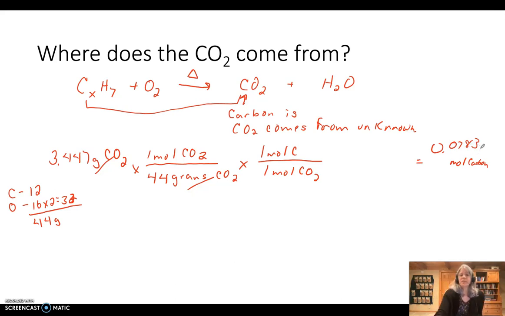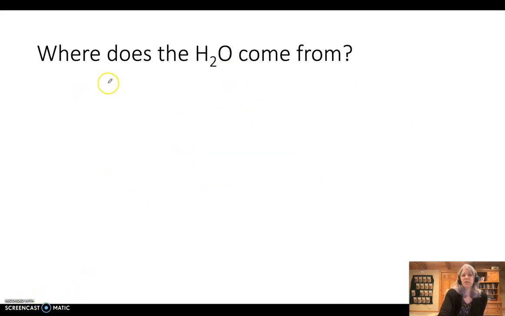So we're thinking that through. We're getting carbon dioxide. Where does it come from? It comes from our compound. And so if we want to know how many moles of carbon we had in that starting compound, all of it came from and was converted to the CO2. So we just do that simple conversion. Right, so likewise, we need to look at this next question. Where does the water come from?